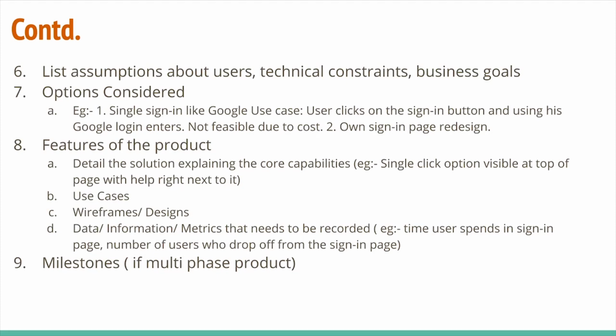This is where you detail the solution, explaining the core capabilities. Be as detailed as possible, because this really tells how the product has to be built, right? The "what" is this section. For example, I may even detail out information like a single click option is visible at the top of the page with help right next to it, right?